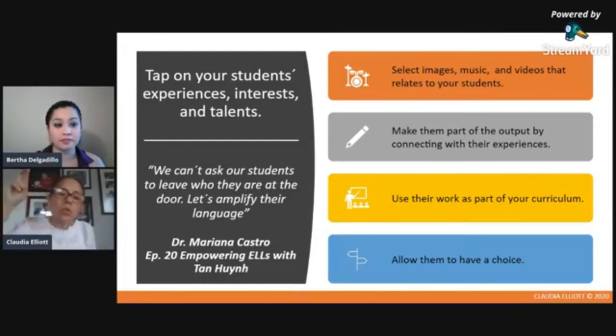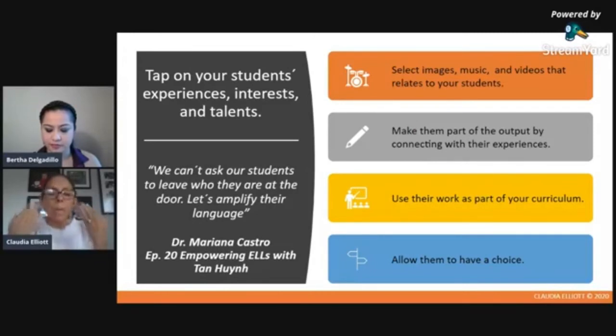So we really need to tap into that, so we're giving them a reason to use the output. And we're giving them an authentic reason to use the output when we're asking them to give an opinion about something that is close to their heart, that is related to an experience, to a talent, to an interest. So we need to really bring those experiences, get to know your students, have them talk about the things that are related to them.